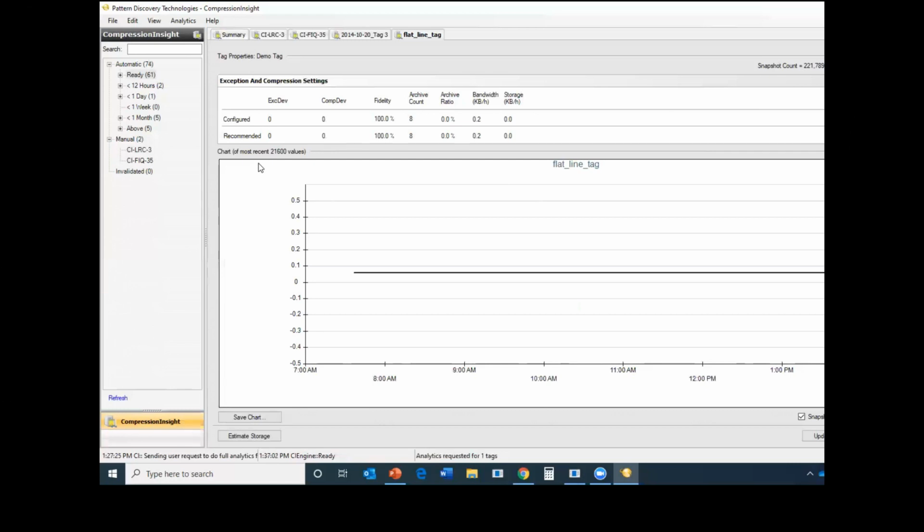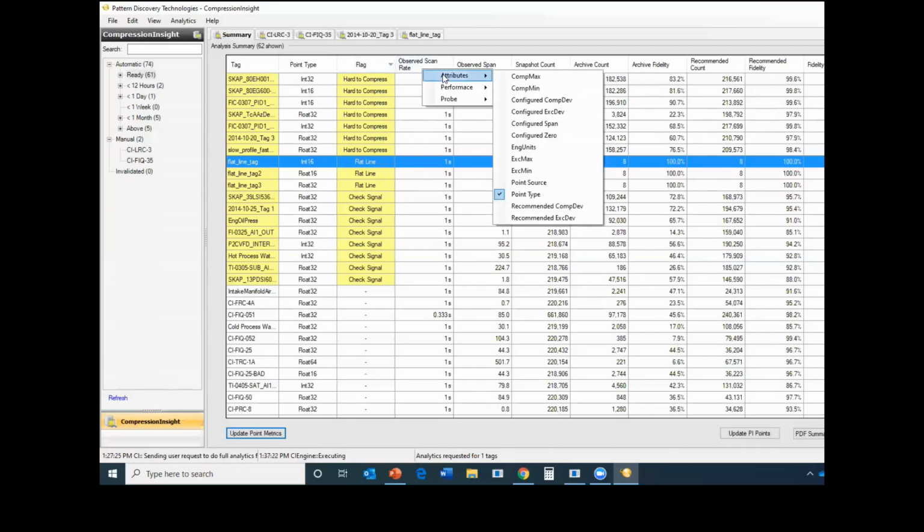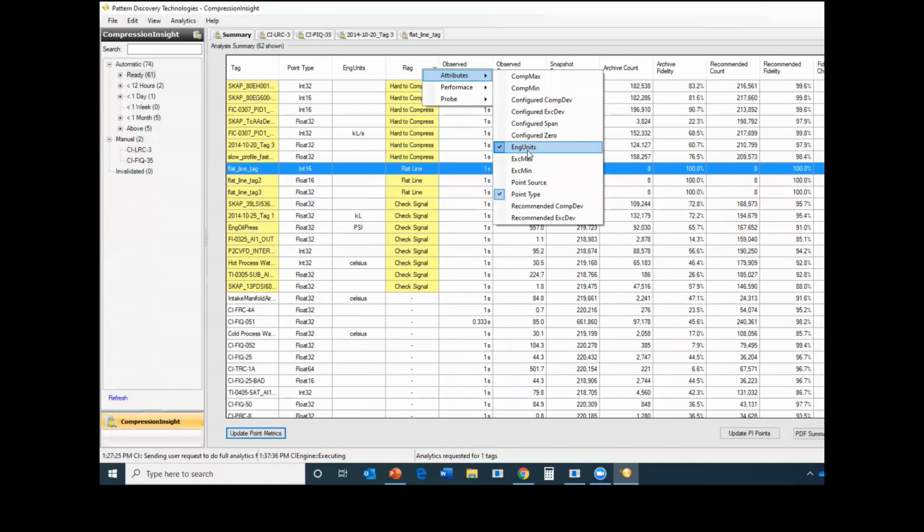Is the information that's being stored in the archive, A, what I'm expecting, and B, does it match what we're observing in this analysis? We've added a number of different pieces of information, little things. This has certainly got nothing to do with compression per se, but one of the pieces of feedback that we got was they wanted us to show the engineering units. What are the engineering units associated with these tags?